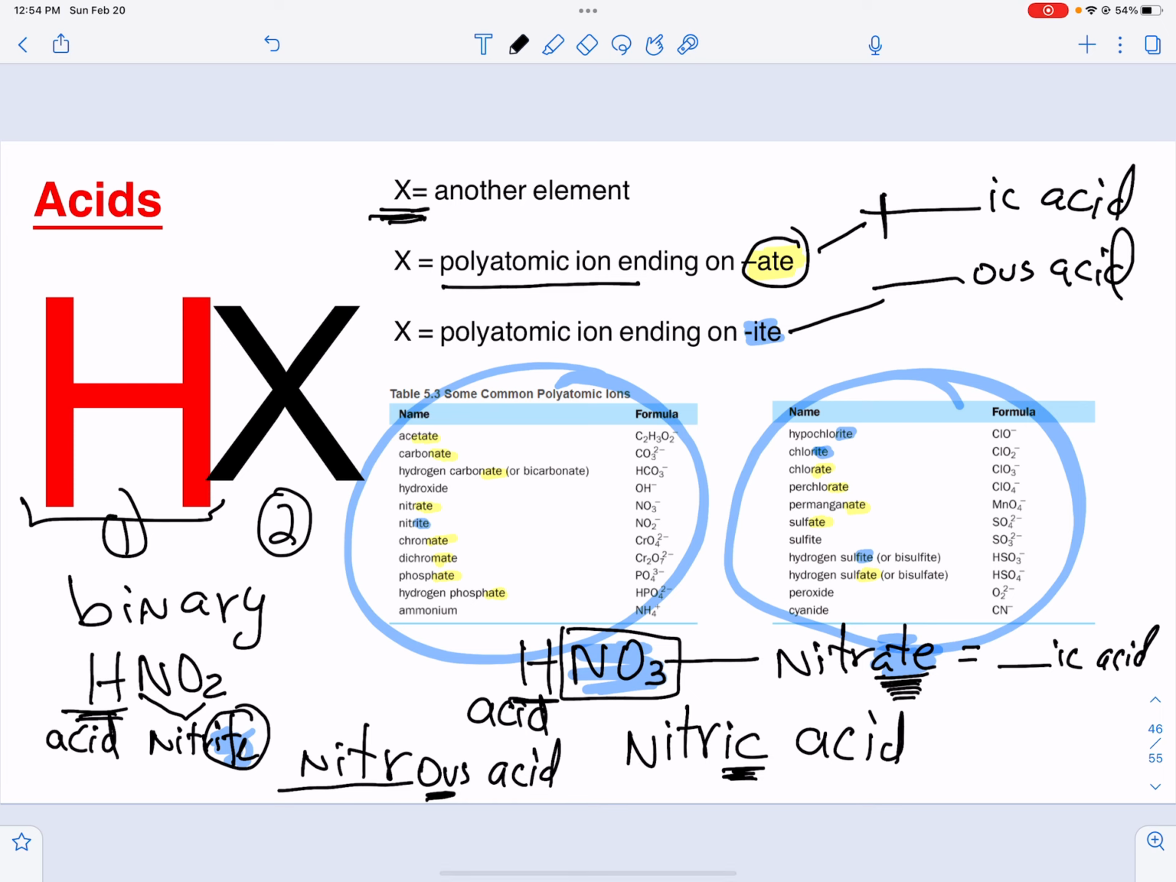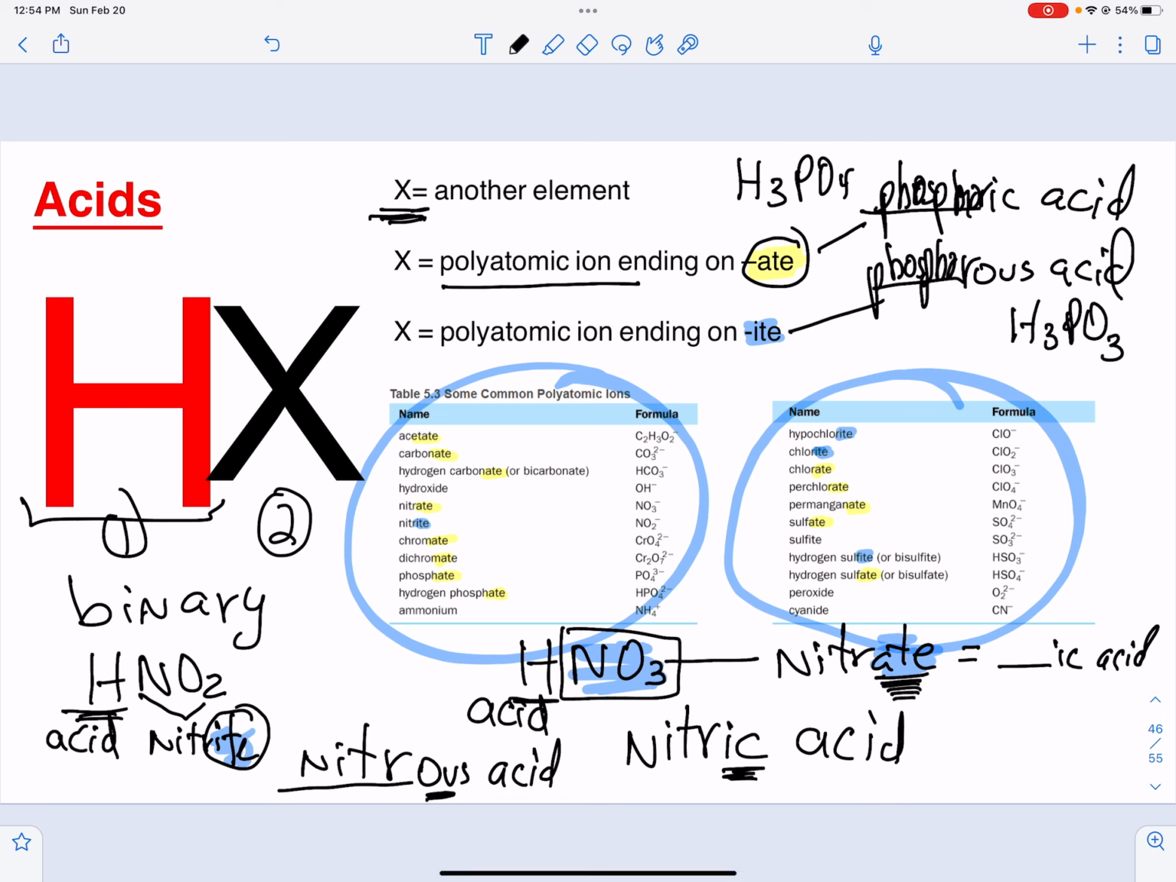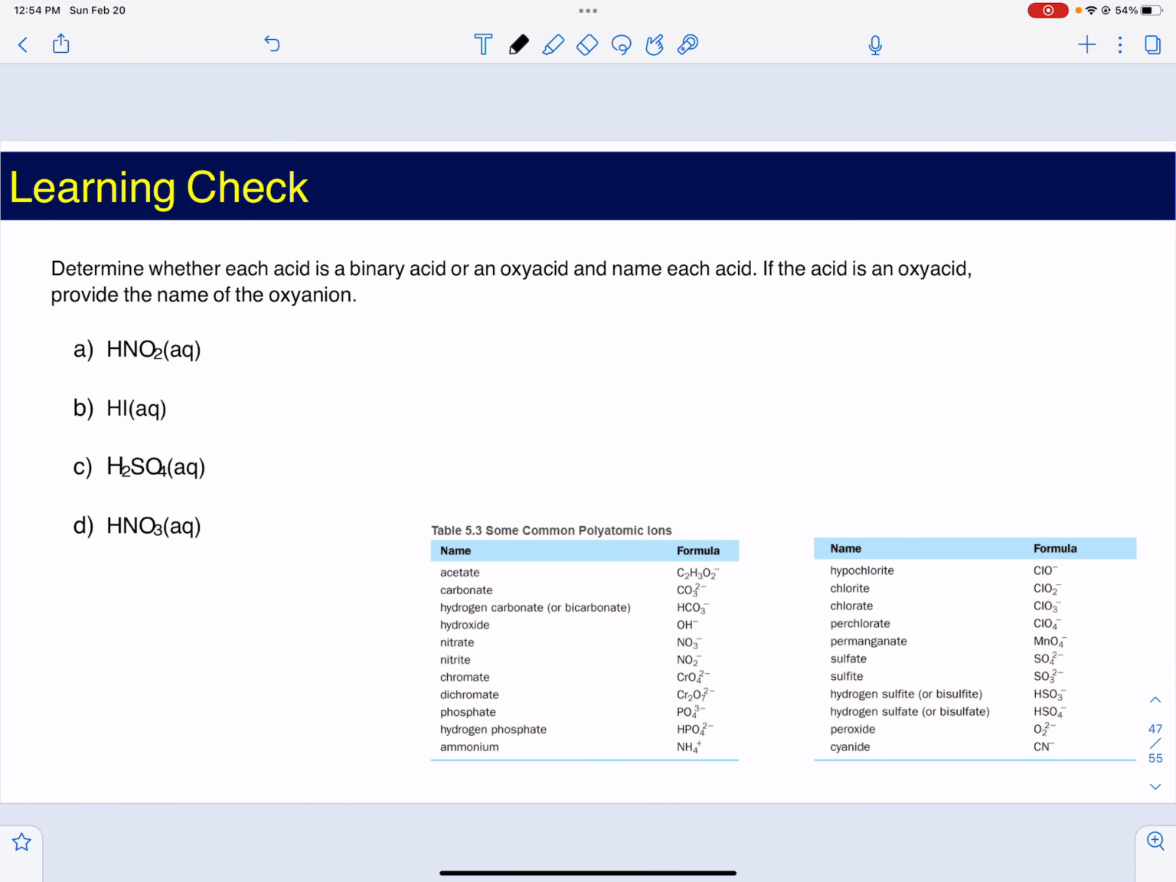So it could be, for example, phosphoric acid or phosphorus acid, H3PO4 or H3PO3. We find those in the table in here somewhere if you're looking for them. So let's do some practice.